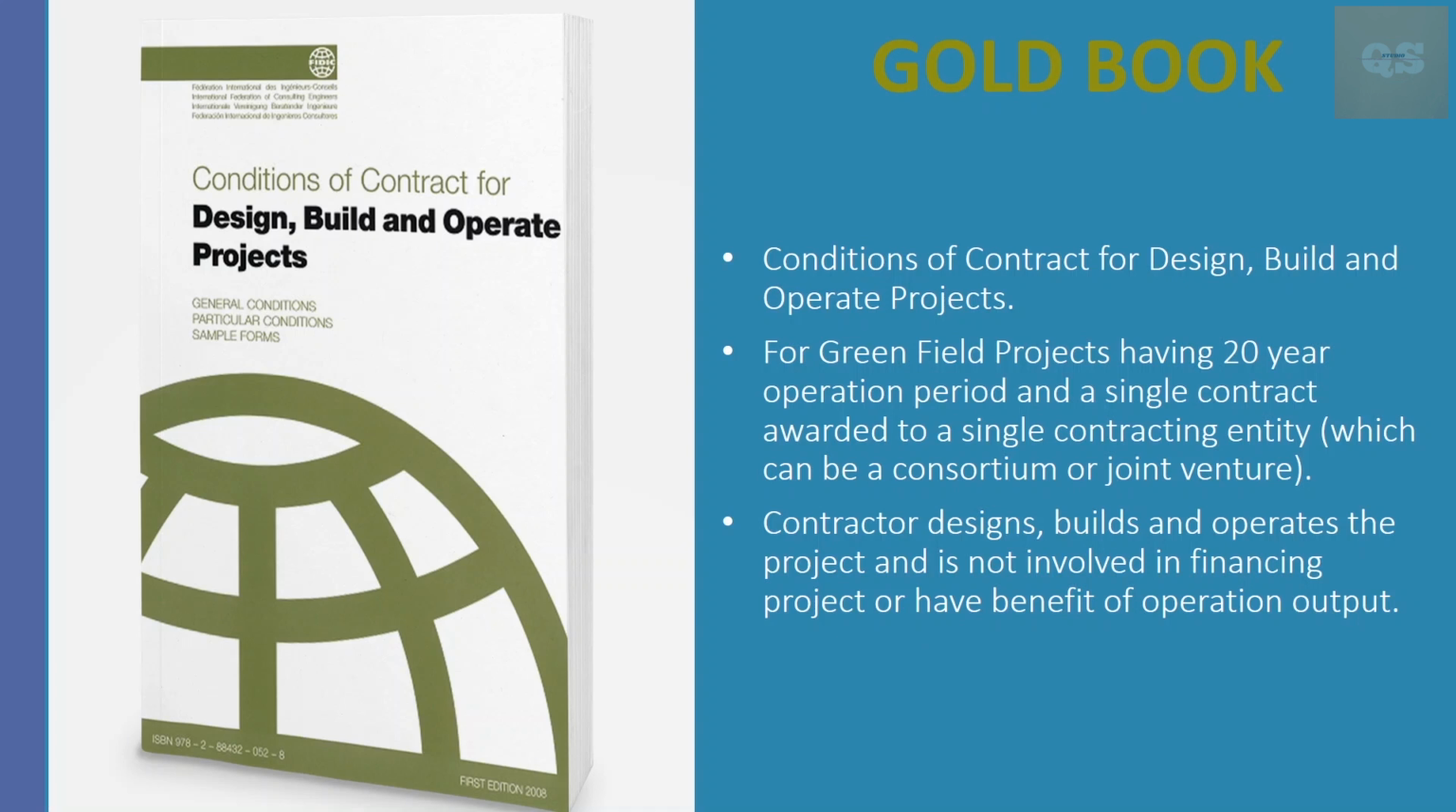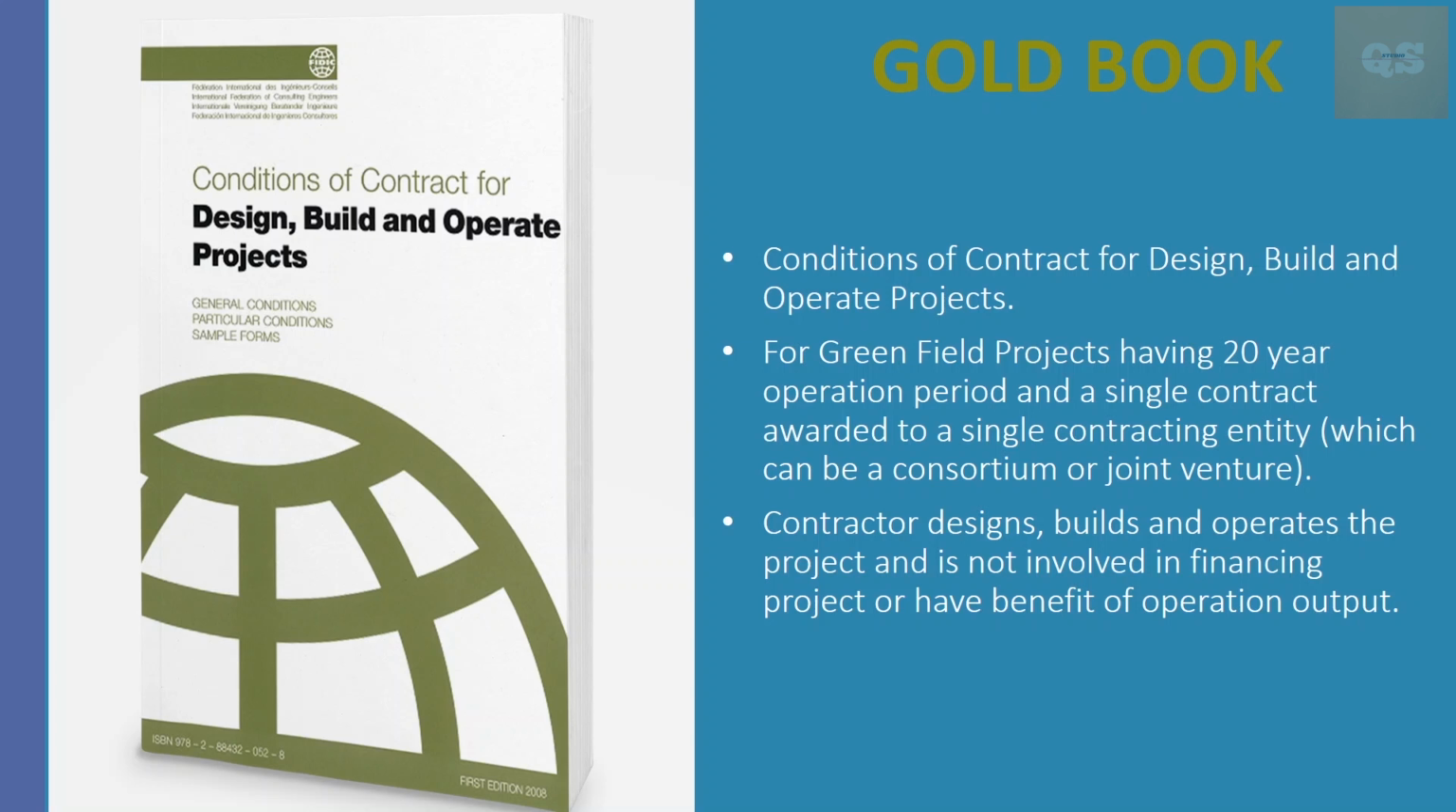Next is the gold book. In gold book, mainly the conditions of contract for design, build and operate projects are laid down. This book is used for greenfield projects having 20-year operation period and a single contract awarded to a single contracting entity, which can be a consortium or a joint venture.